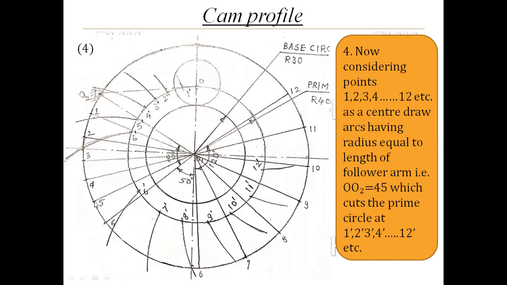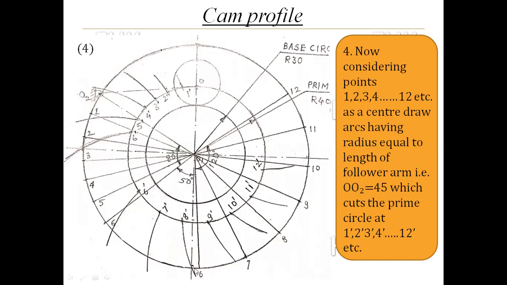Then 5 as a center, 45 mm in the compass, which is not changing for every position, 5 as a center, draw the arc which will cut the prime circle at point 5 dash. In this way, you will get the different points as 1 dash, 2 dash, 3 dash, 4 dash, 5 dash, 6 dash.